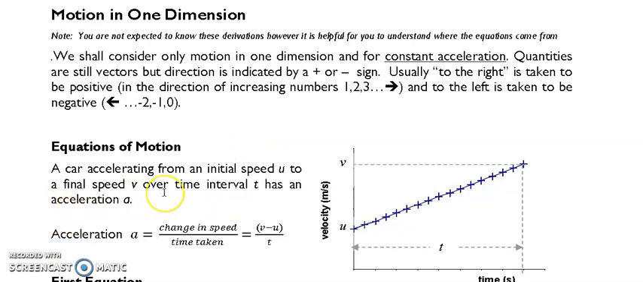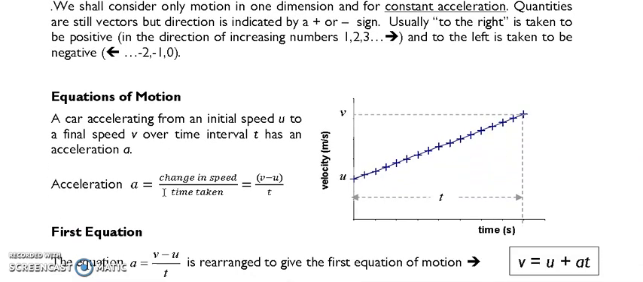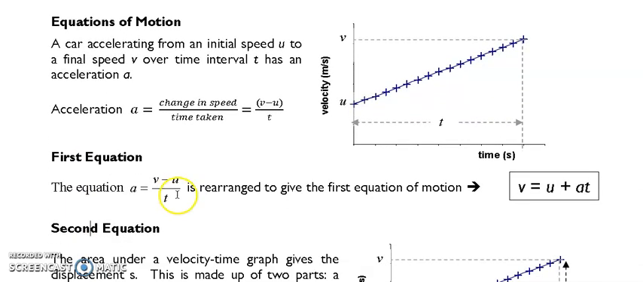So the first equation of motion you'll already be familiar with from National 5. We know that the acceleration of an object is the change in speed divided by the time taken. So the change in speed is shortened to v take away u, where v is the final velocity or final speed, and u is the initial velocity or initial speed, and that's divided by t, which is the time taken.